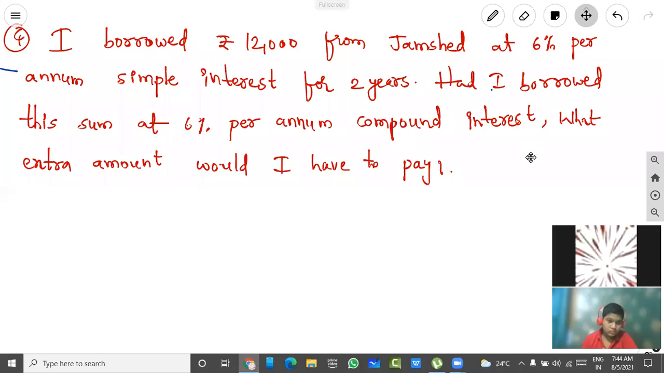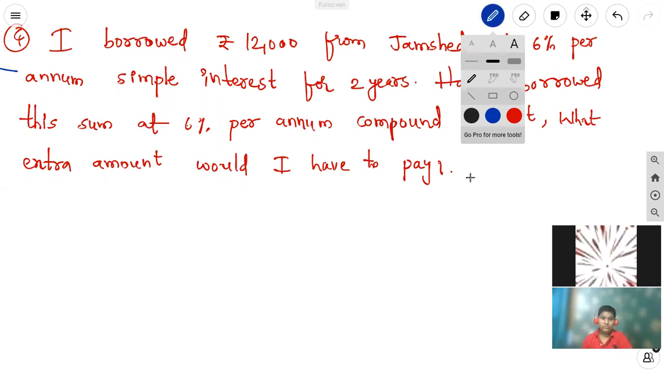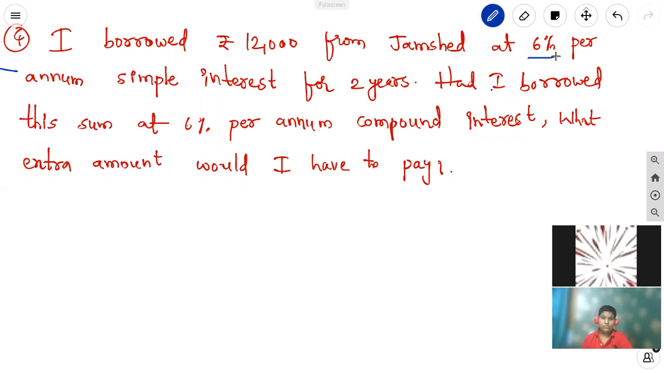Fourth problem. I borrowed 12,000 from Jamshed at 6% per annum simple interest for 2 years. Had I borrowed this sum at 6% per annum compound interest, what extra amount would I have to pay?